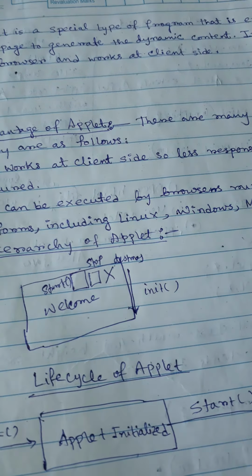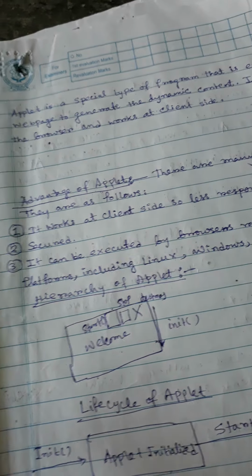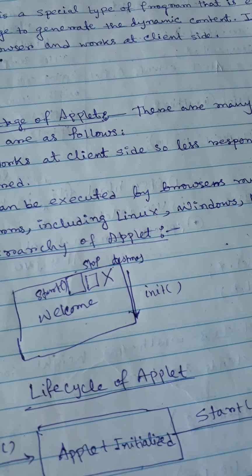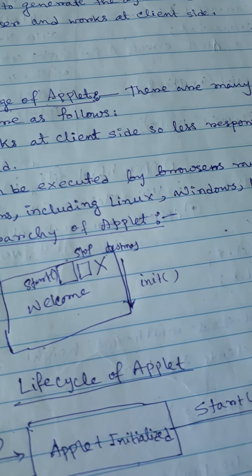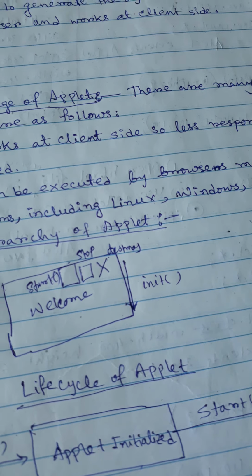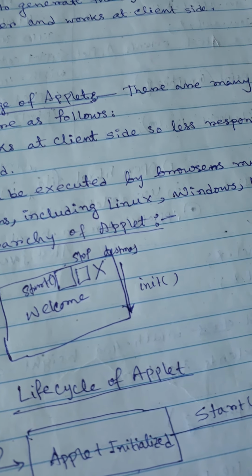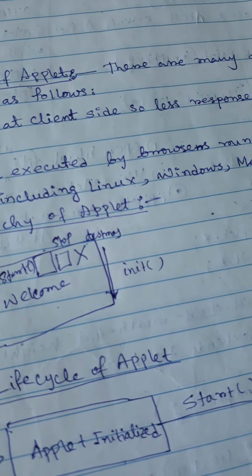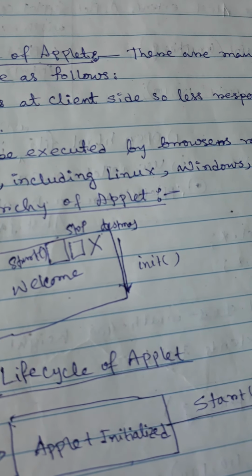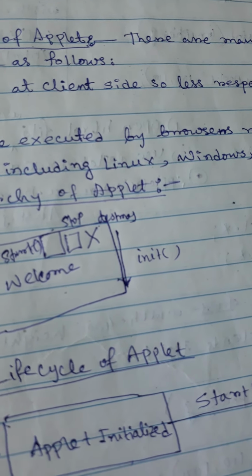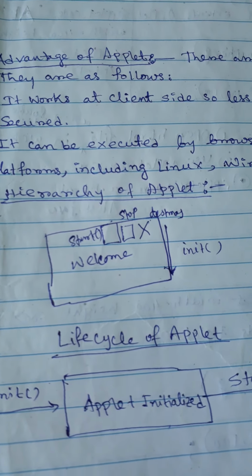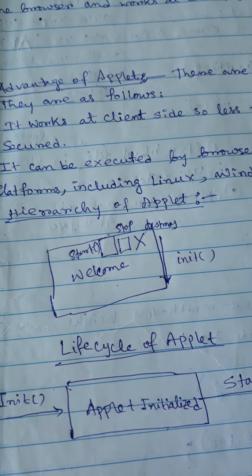And if you want to display the output, then the paint method has to be written, because the applet doesn't have any display method. That's why the paint method is called externally, and the paint method is in the Graphics class, and the Graphics class is also part of the AWT package. So that's about the life cycle.